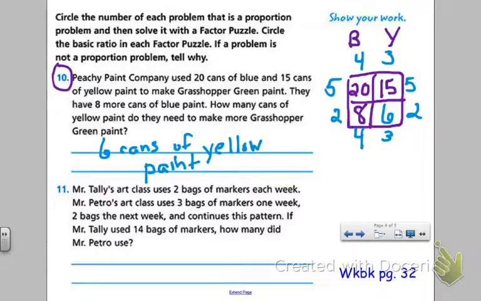It also said we had to circle the basic ratio. Well, the basic ratio here is 4 to 3. For every 4 cans of blue paint, I need 3 cans of yellow paint.